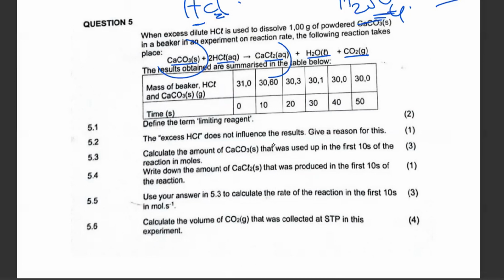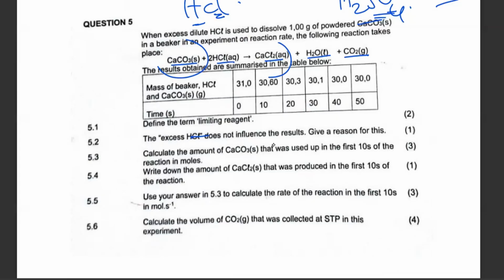It is the reagent which finishes first when the reaction is complete, meaning that it's consumed completely when the reaction is done. So that is the one which makes the reaction stop. Excess hydrochloric acid does not influence the results, meaning that it is in excess. Therefore, it will not make the reaction stop. It's there in plenty, so it does not influence the reaction.